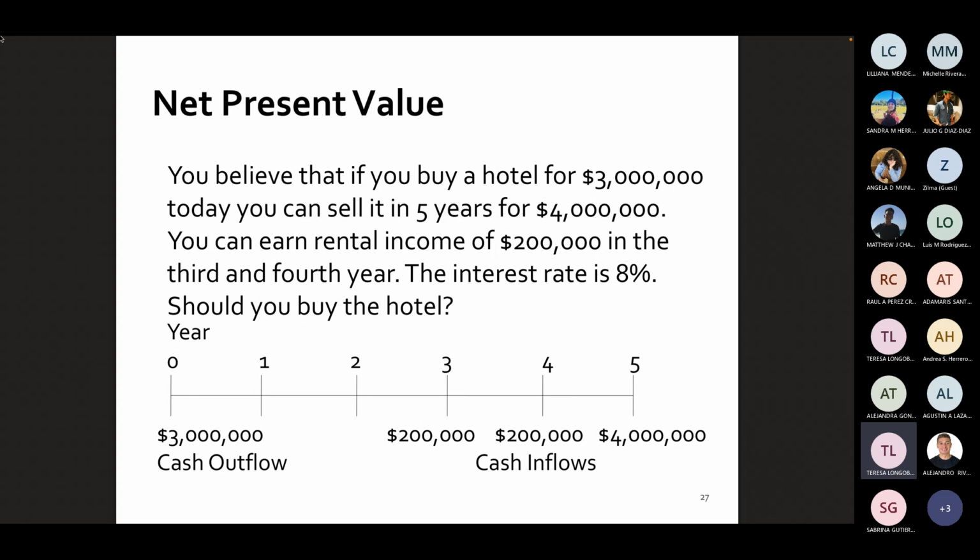So in this case, you're going to enter only 2 zeros for these years. And then for the 3rd year, 200,000, fourth year 200,000, or do 2 years of 200,000 and then 4 million. So tell me what you get.